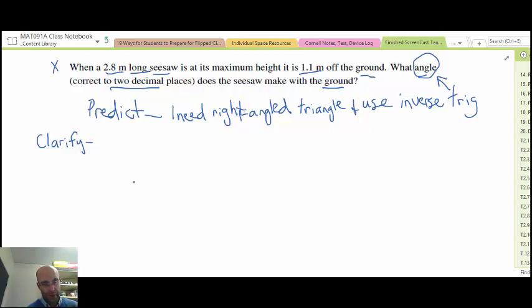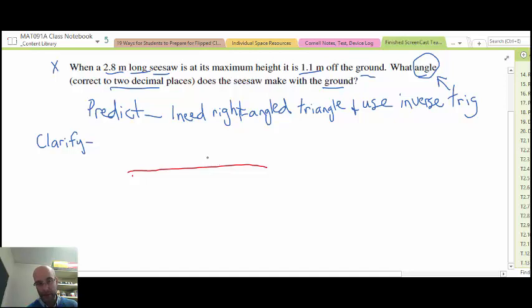An important step in clarifying is to draw a diagram so we can visualize it. So let's start with the ground, and if the seesaw is going to have a maximum height, that means it's not going to be level, it's going to be like this. We've got the pivot in the middle, and the maximum height is going to be that end there. You know, when you've got a person heavier than you on the other end and you're stuck in the air, remember that? Well, that's your maximum height.